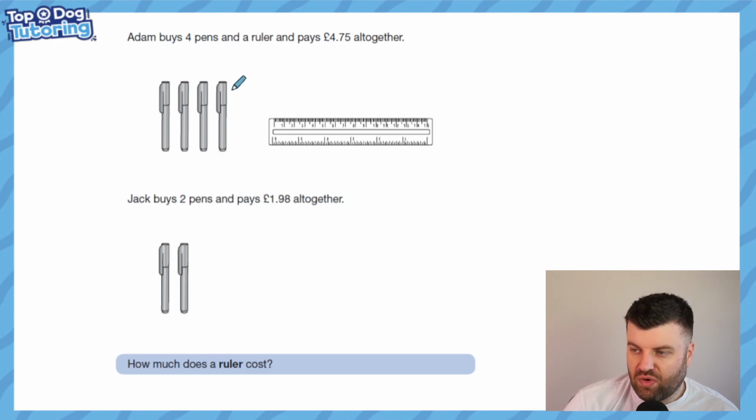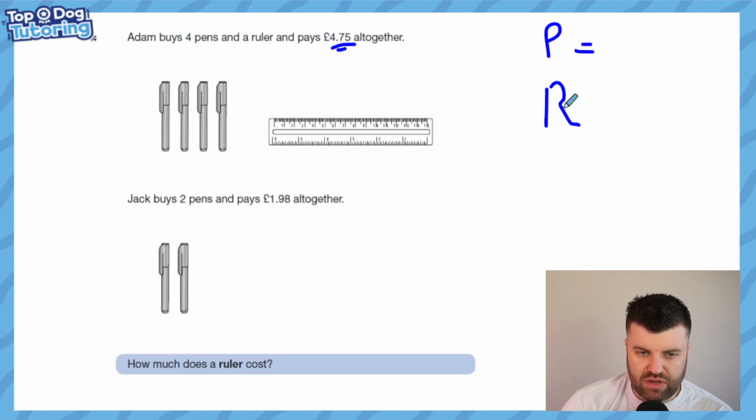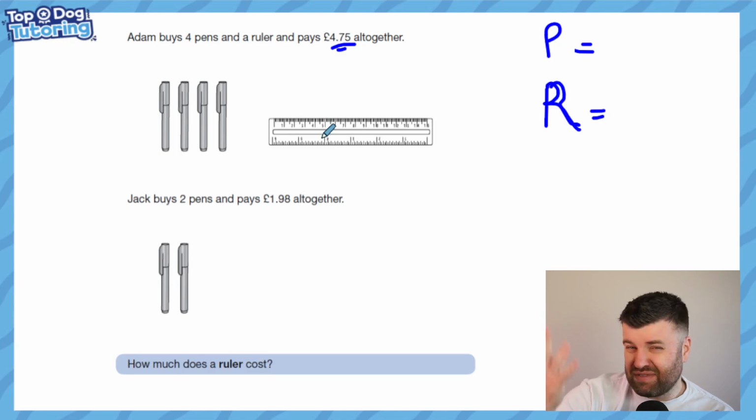Adam buys 4 pens and a ruler, and he pays £4.75 altogether. Now, I'm going to do a little note over here. Do we know how much the pen costs each and how much the ruler costs each? Well, the answer is no at the minute. We don't, because it could be almost anything. The ruler could cost £2 something and the pen's 50 odd p. Or the ruler could cost £1 something and the pen's more like 75-ish p. I just don't know. There's 2 unknowns.